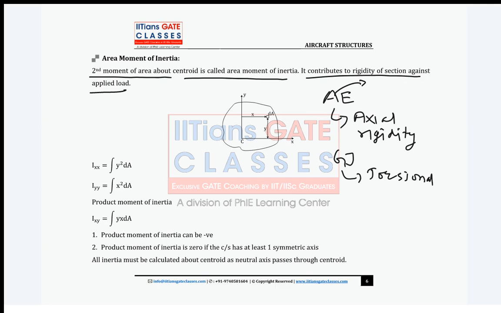What is the EI? Flexural rigidity, right? So what is the I here? In flexural rigidity, what is the I, guys? It's the area moment of inertia, right? So here we are going to talk about area moment of inertia, because we are going to discuss unsymmetrical bending further, and this area moment of inertia always comes into the picture. Now, what is the area moment of inertia? It's the second moment of area about the centroid.